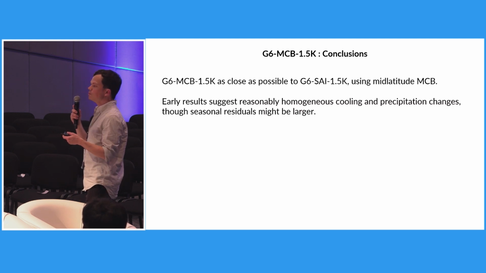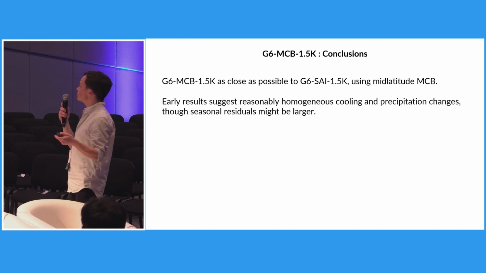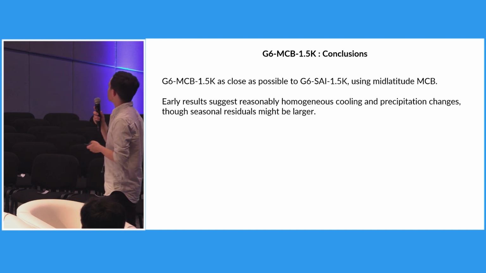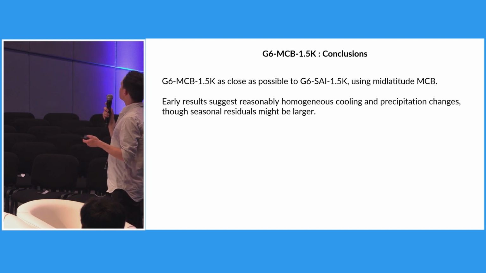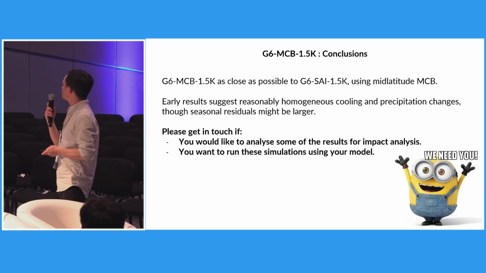We designed this new global climate modeling of MCB to be as close as possible to SAI. And the early results that we have suggest quite reasonably homogeneous cooling and precipitation changes, though the seasonal residuals might be larger, so there's more research to do.